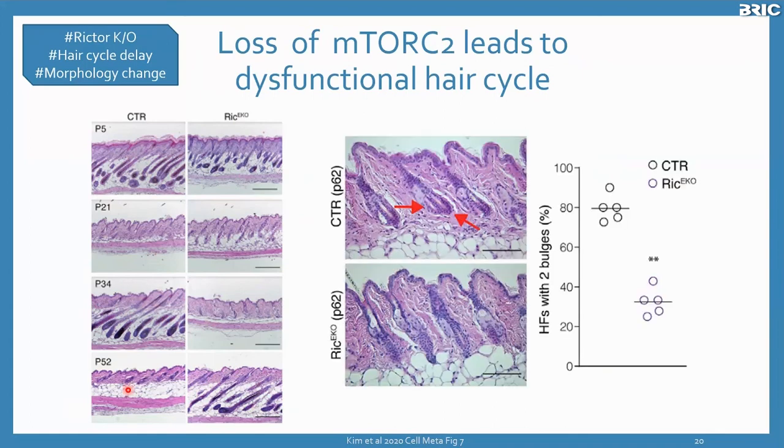And also, when you look at the morphology very carefully, this is a control H&E where you can clearly see the old bulge and new bulge, old bulge and new bulge. So you see two bulges in most cases. However, when you don't have Rictor, I would typically see only one bulge, a single bulge. So it seems like the bulge is not being well maintained. So here's the quantification where in Rictor knockout mice, I would see much fewer hair follicles with two bulges.